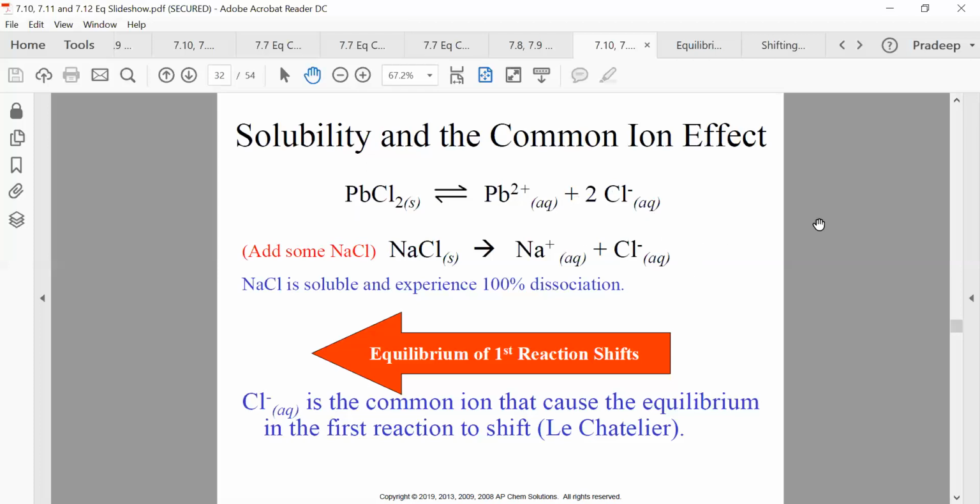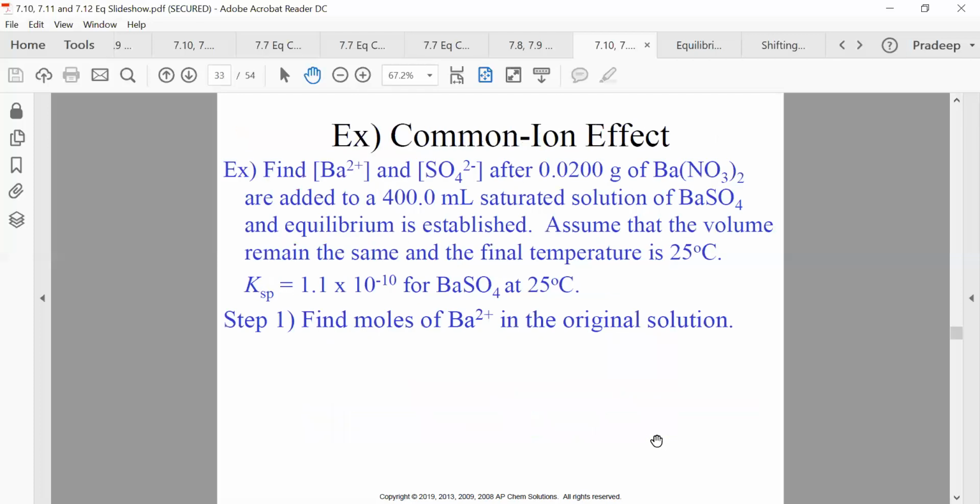It will move the other way, because this addition resulted in a common ion, which adds to the concentration of the original chloride ions. That ruins the balance of this equation. So instead of being at equilibrium, the reaction will shift toward this side, causing it to form more precipitate rather than staying in the dissolved form. In this case, the chloride ion is the common ion that causes the equilibrium in the first reaction to shift, okay?